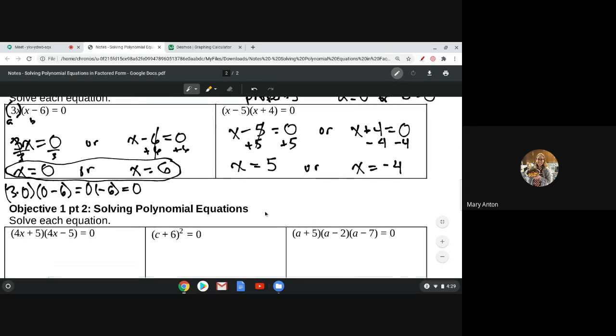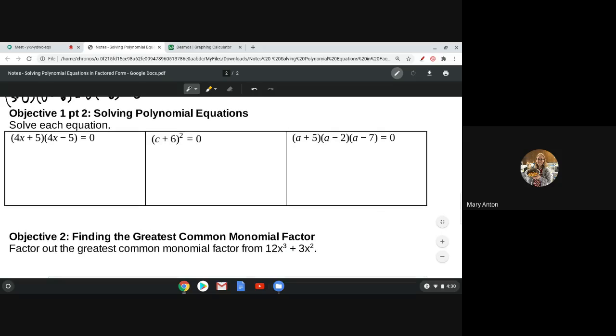All right, now let's keep going. Let's keep solving some polynomial equations. Let's solve each equation. Using the zero property, this means that 4x plus 5 has to equal 0, or 4x minus 5 equals 0.